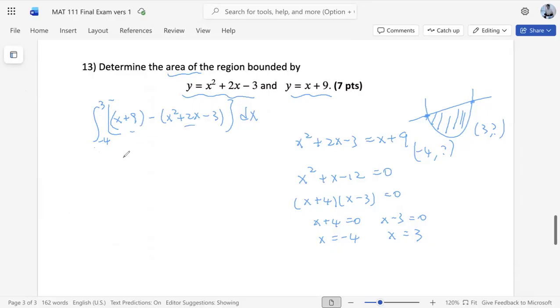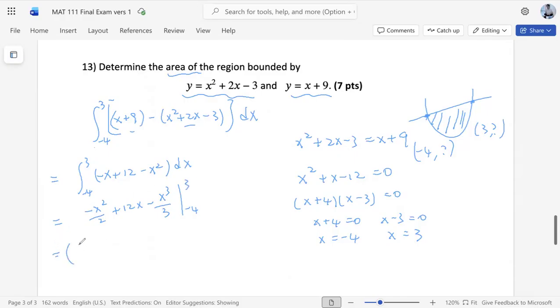So inside, let's simplify. Inside, we have x minus 2x, that's -x. Then we have 9 minus -3 become 9 plus 3, that's +12. Then minus x squared dx. We anti-differentiate first. So negative x squared divided by 2 plus 12x minus x cubed divided by 3. Evaluate at -4, evaluate at 3.